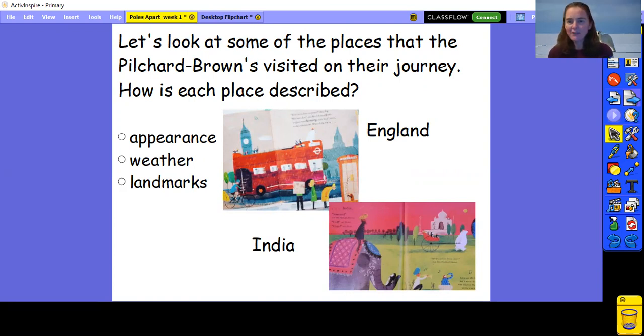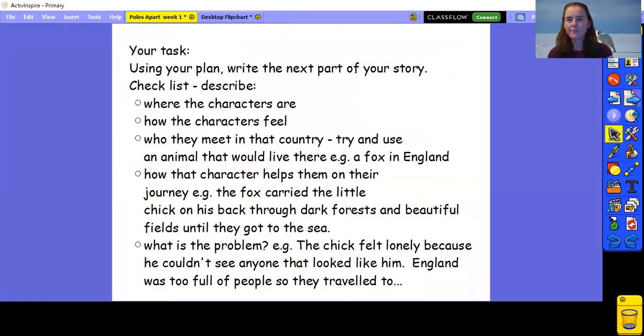So you're going to carry on with writing your story. Now, whenever we carry on a piece of writing, it's really important that you go back and read what you have already written, because it's very easy to forget what we've written and lose our train of thought. So before you start to write, I want you to read your story so far so that you know where you left off. Once you've done that, then I'm going to show you a checklist of things I want you to do in your writing today.